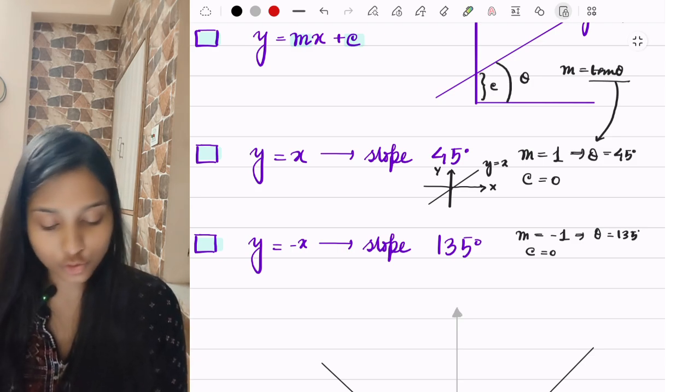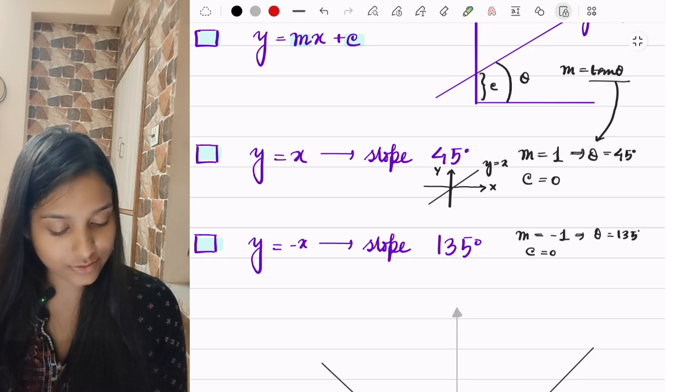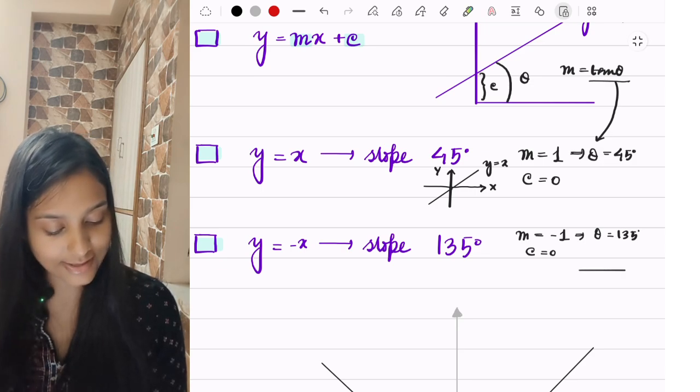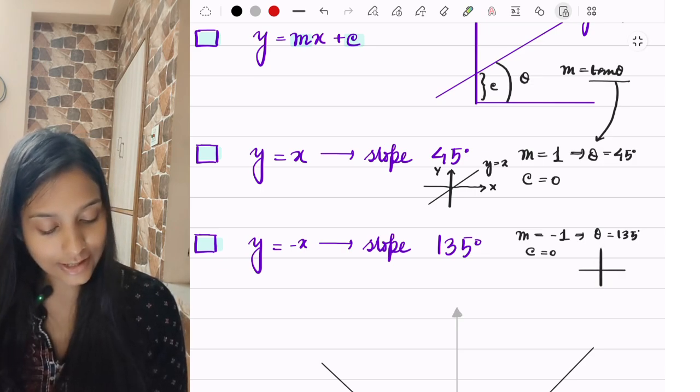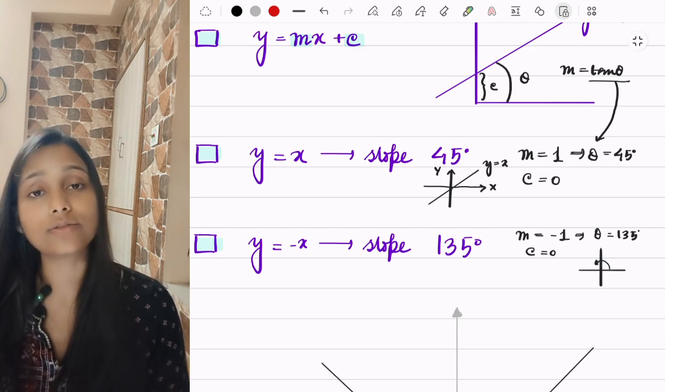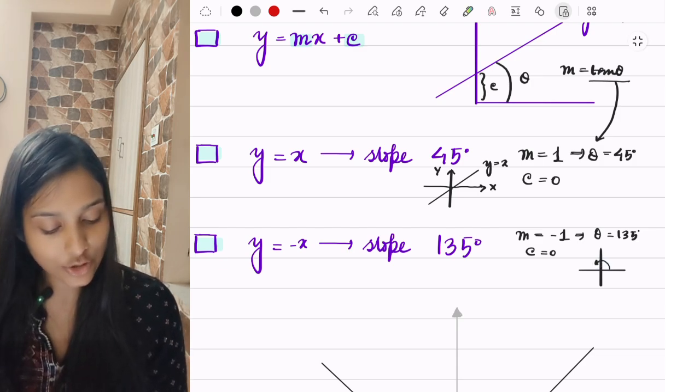Now, if we try to plot this line y equals to minus x, it must make an angle of 135 degree with respect to the positive x-axis. So, it must go like this. Okay. So, this function is y equals to minus x.